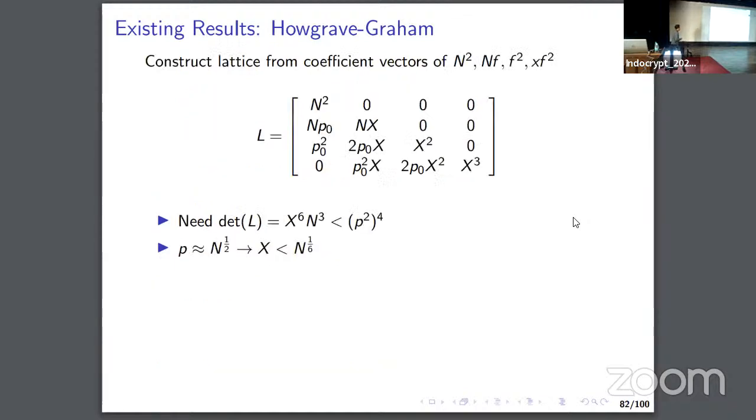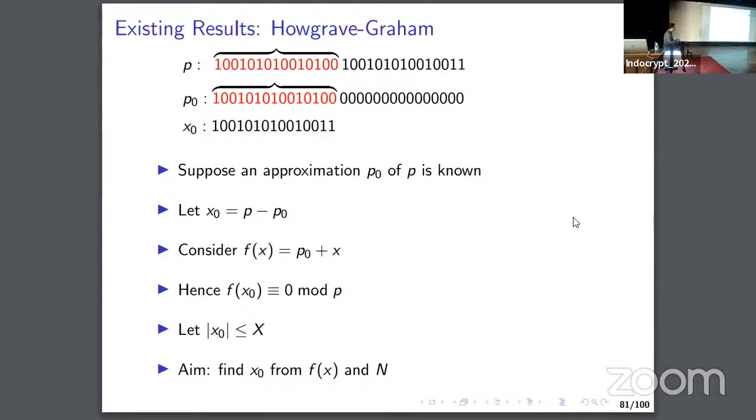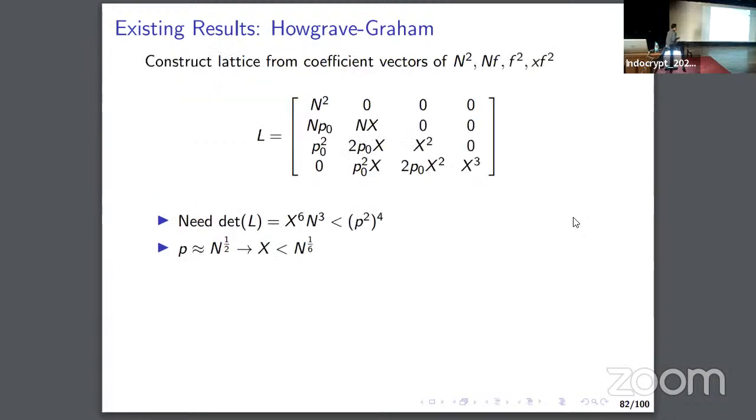Now, how can we do it? Just like the last idea, consider this 4 cross 4 matrix, N squared, N f. N f(X0) is 0 modulo N squared, because f(X0) is 0 modulo P. Sorry, it should be that all are modulo P squared. This is P squared, this is also modulo P squared. So our rule is determinant of L to the power 1/4 should be less than P squared.